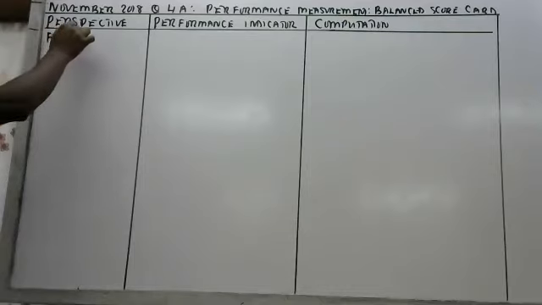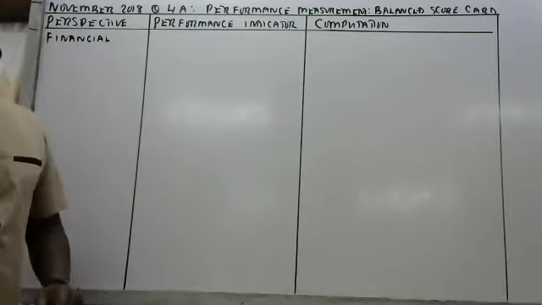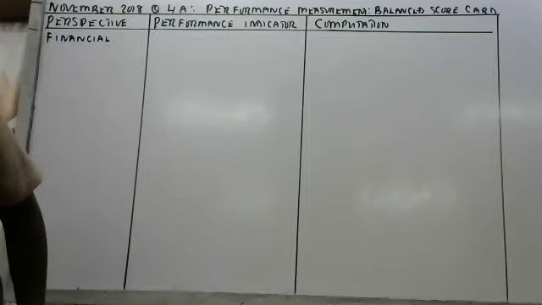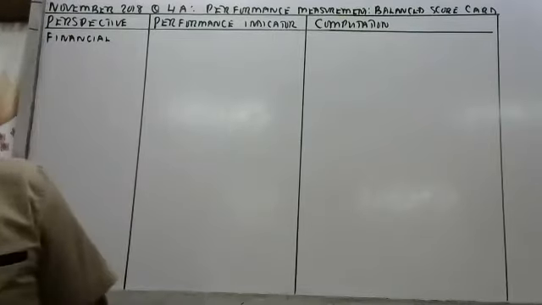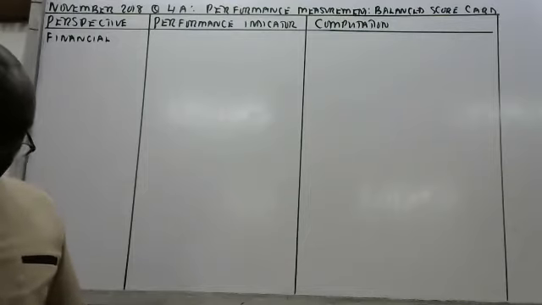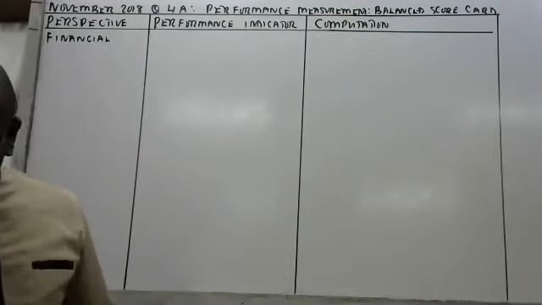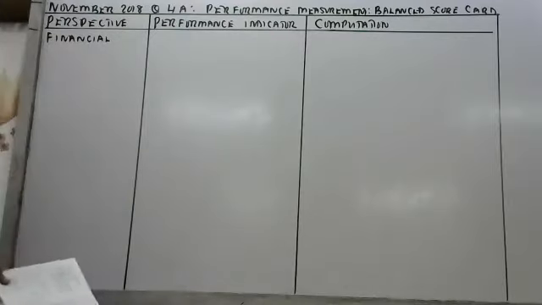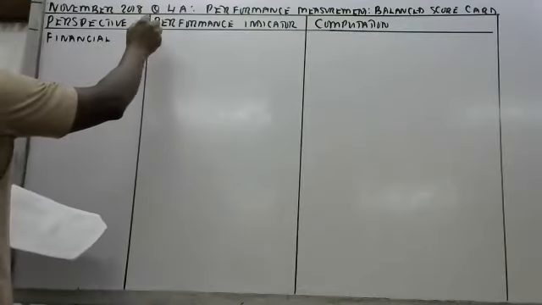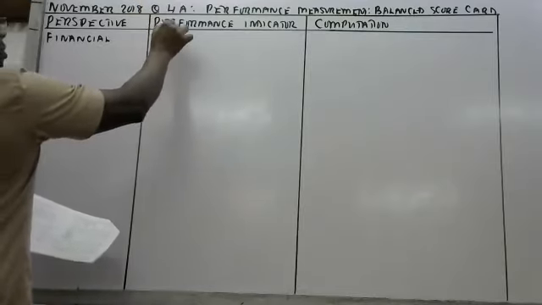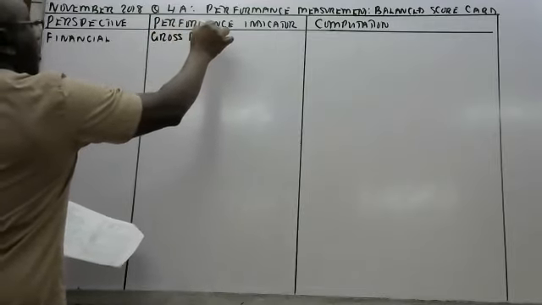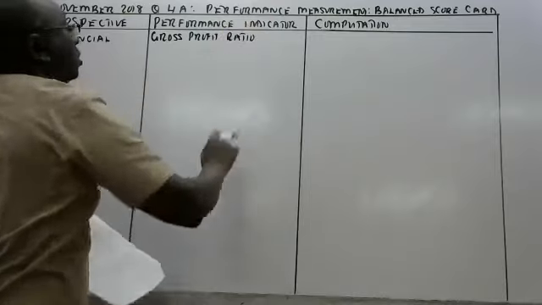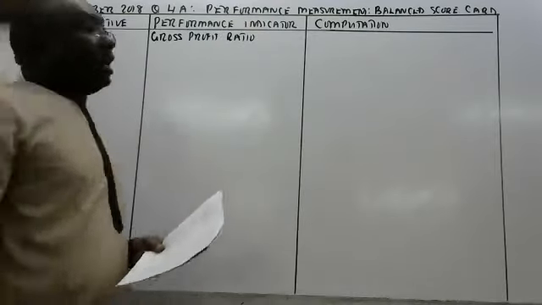Let us look at the financial. Now, in the financial, going by the information that is provided here, where we have the revenue and we have the costs, we can compute the gross profit ratio.